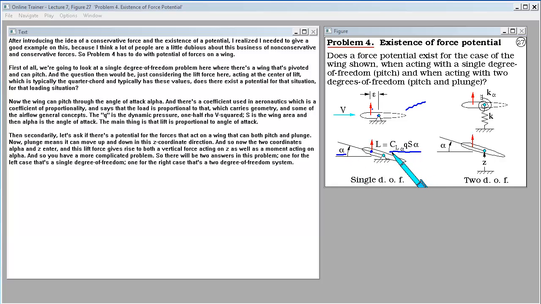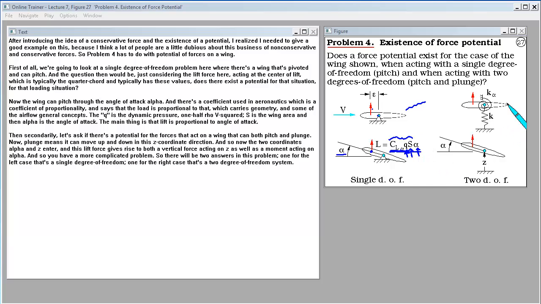and there's a coefficient used in aeronautics, which is a coefficient of proportionality, and says that the load is proportional to that, which carries geometry and some of the airflow general concepts. The Q is the dynamic pressure, 1/2 rho v squared. S is the wing area, and then alpha is angle of attack. The main thing is that lift is proportional to angle of attack.